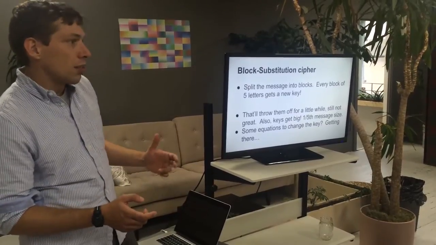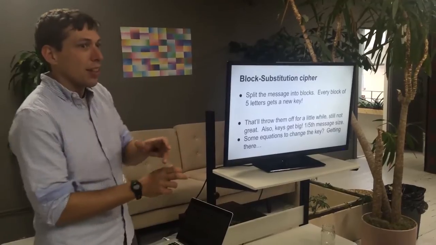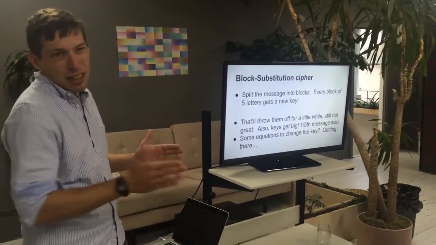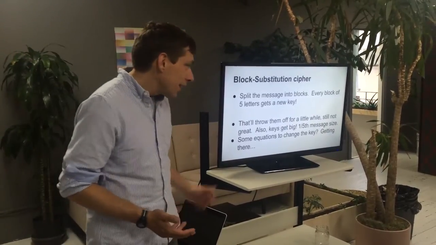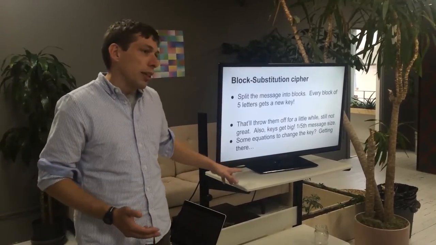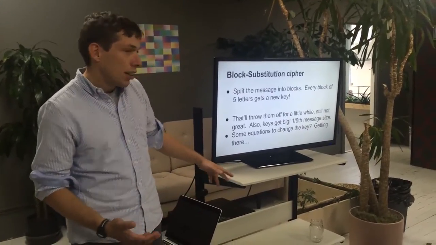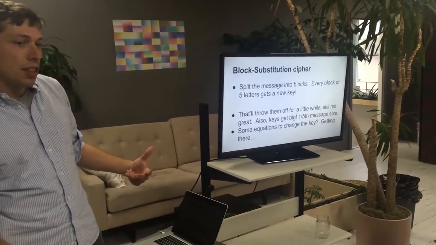So we could start with 1, and then go to like 10, and then do 3. So now we can do 15 letters that split into five different ciphers. That can throw them off for a little while, but it's still not great. Also, the keys will get really big. If we want to send a really long message, we're going to need a fifth of the size of that message in key size.